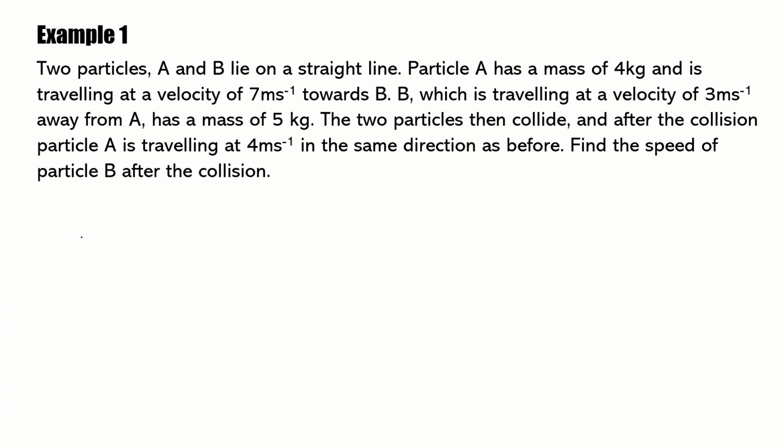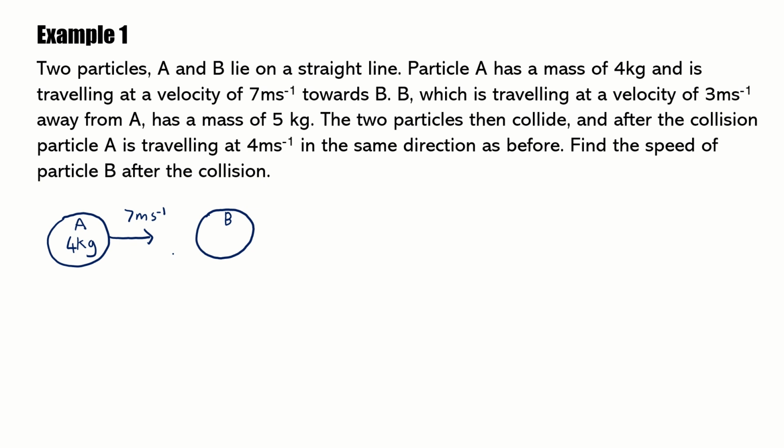So we have two particles A and B that are lying on a straight line, and that's just telling us in lots of words this is a one-dimensional question, so we only have to worry about forwards and backwards for this scenario. So let's call this one A, let's call this one B. Particle A has a mass of 4 kilograms, so we can represent that in our diagram. And it's travelling at a velocity of 7 meters per second towards B, so that would be 7 meters per second in this direction.